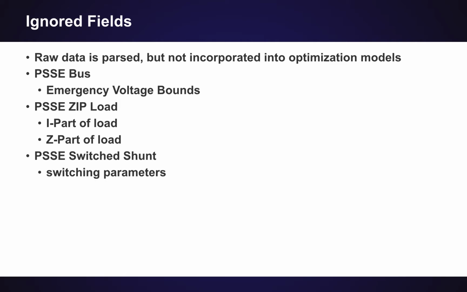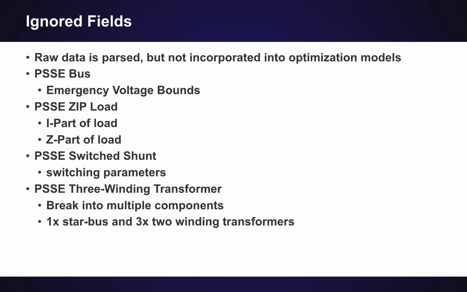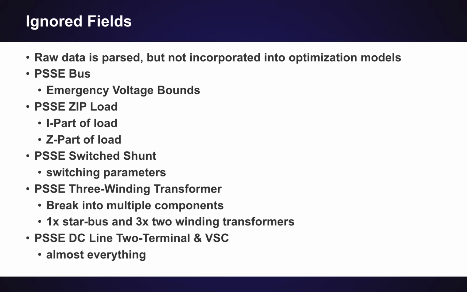There are switch shunts, which have parameters on how you can configure those, and we'll just fix them to their nominal value, so we'll kind of ignore the switching parameters in there. And then for 3-winding transformers, we're going to break those into multiple components so that we don't need an explicit component for a 3-winding transformer. In terms of the PSSE DC lines, there are 2 terminals and VSC versions, and we're going to ignore many of the engineering constraints here because we're going to map them to a much simpler HVDC line model.